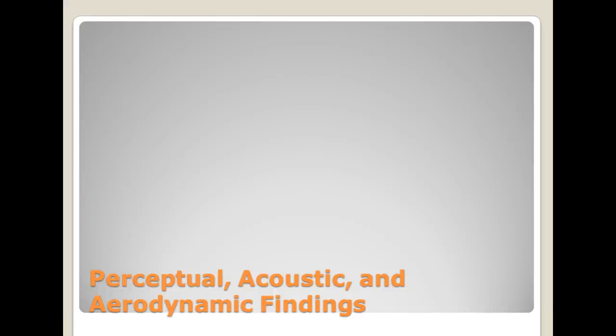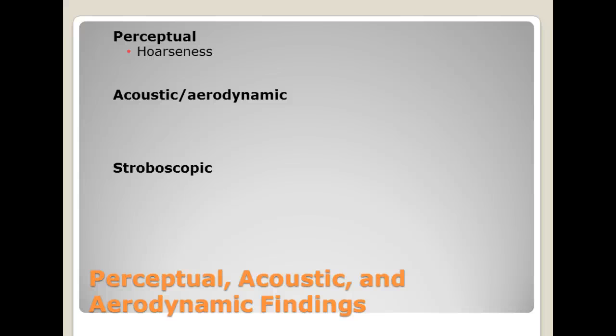Perceptual, acoustic, and aerodynamic findings. Perceptual measures refer to listener judgments of vocal quality. Acoustic and aerodynamic measures are physical or acoustic analyses that we can subject a voice recording to, and stroboscopic findings are the parameters observed during direct visual examination of the larynx, such as the movement of the vocal folds. What do we know about the perceptual, acoustic, aerodynamic, and stroboscopic findings for laryngitis? Perceptually, we will primarily note hoarseness and occasionally aphonia.